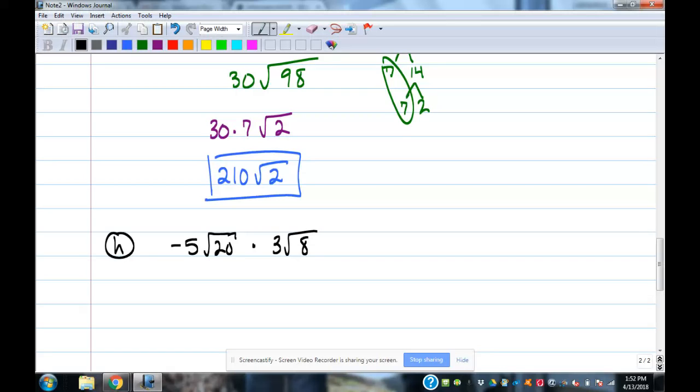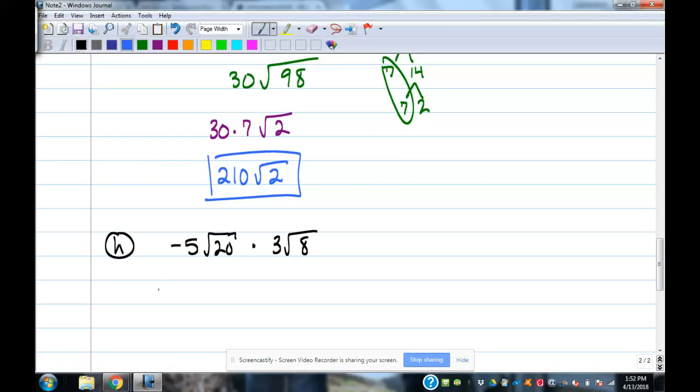The reason you don't want to simplify first, it doesn't make the problem wrong. You're just going to have to do it again at the end anyway. But why do it twice? So that's my reasoning for simplifying last. So we're going to multiply these two together.